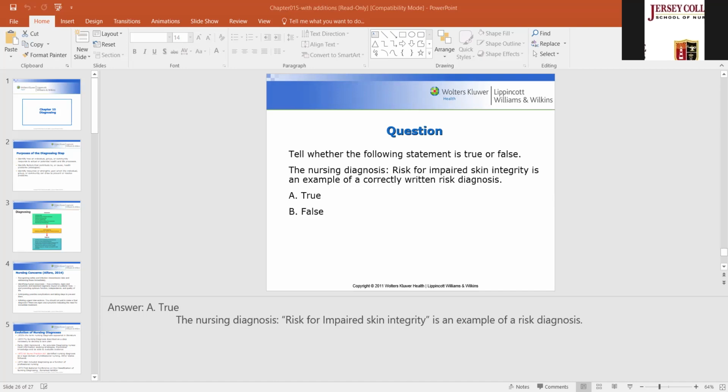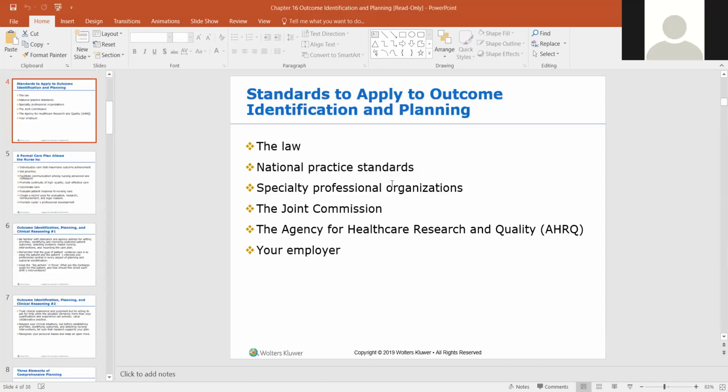So for outcome identification, we have to think about things like the law. Okay, what are we allowed to practice? Susan, not sharing it, right? Yes. Right. How about now? Yes.